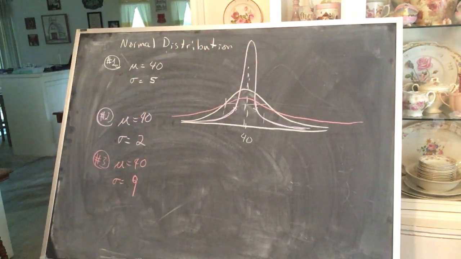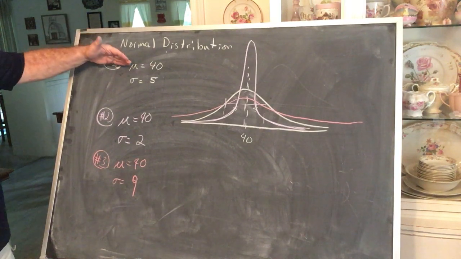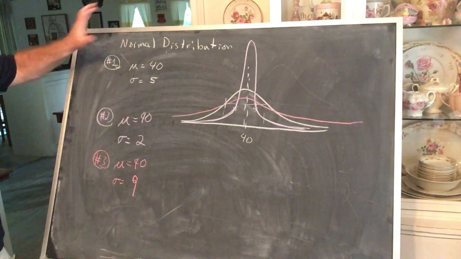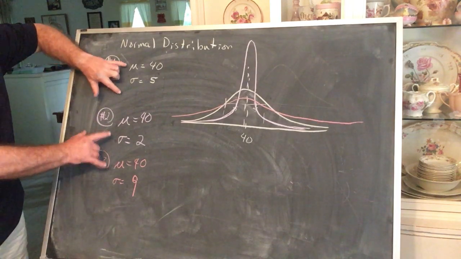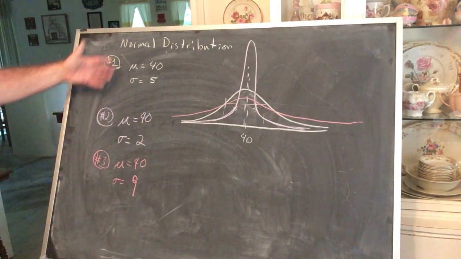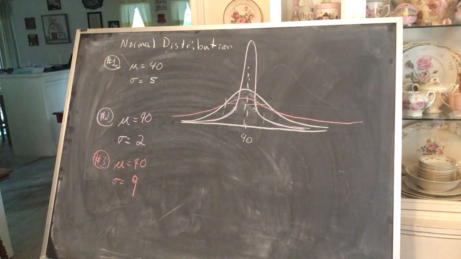So one thing we see is there's not just one normal curve. There's a wide variety of normal curves based upon what values of mu and sigma are used in the population. Now, in each of these scenarios, we have mu equal to 40.